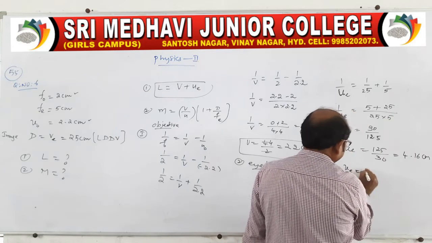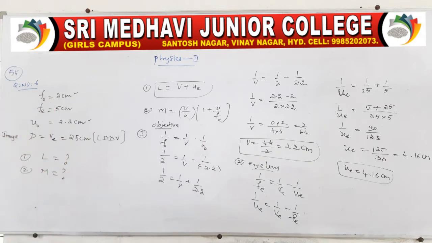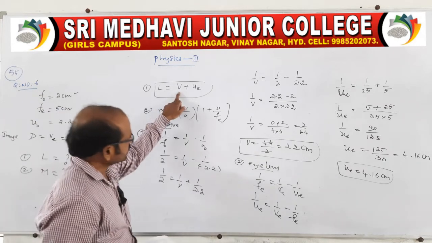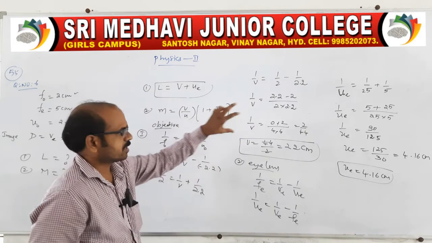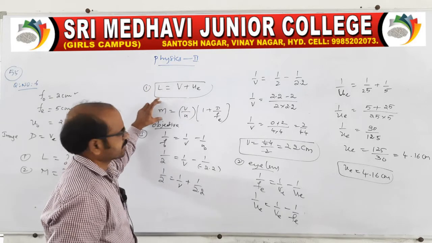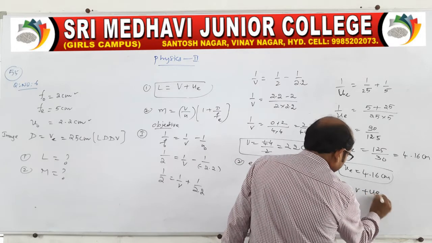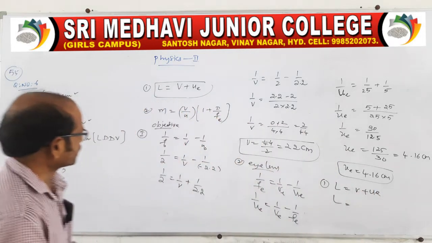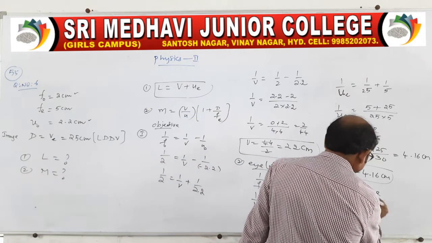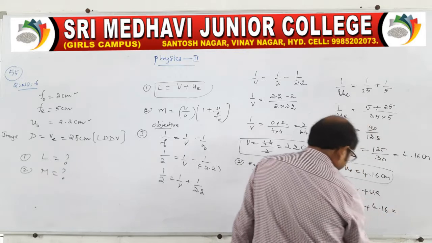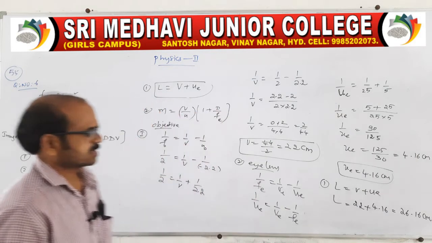Now we know ue like this. Clear? Now we know ue and we know v, u, d, f. These are all values. Substitute in these expressions, get the values. So first of all you go for L is equal to v plus ue. So L is equal to v, where v is 22, plus ue 4.16. Approximately 26.16 centimeter. This is the distance between the two lenses.